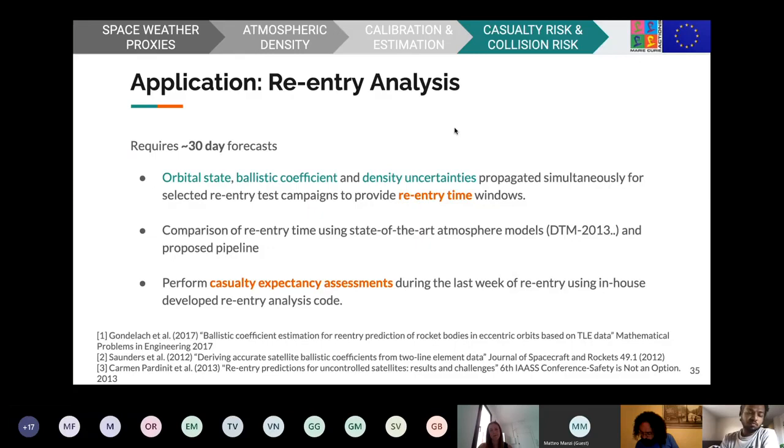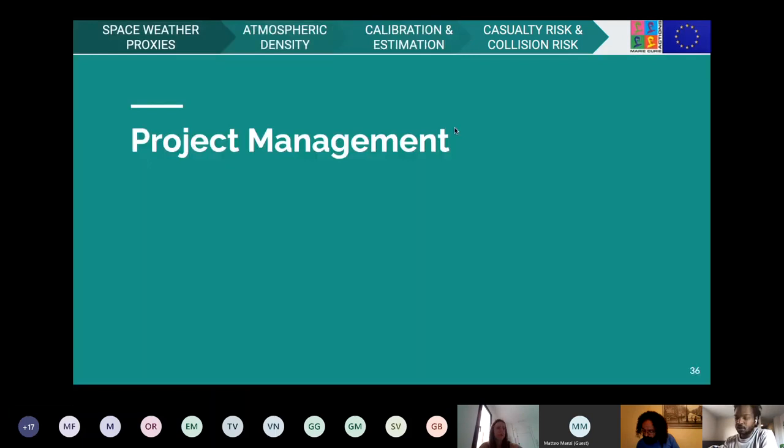So overall, re-entry requires 30-day forecasts, with orbital state, ballistic coefficient, and density uncertainties propagated simultaneously for selected re-entry test campaigns to provide re-entry time windows. And comparison of re-entry time using the state-of-the-art atmospheric models and the proposed pipeline. We perform casualty expectancy assessments during the last week of re-entry using in-house developed re-entry analysis codes to get casualty risk directly. Now, coming to the project management, which is very important.